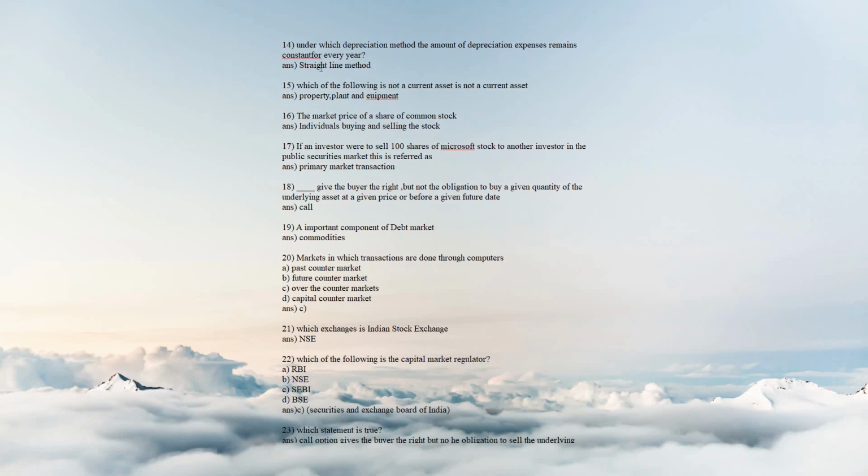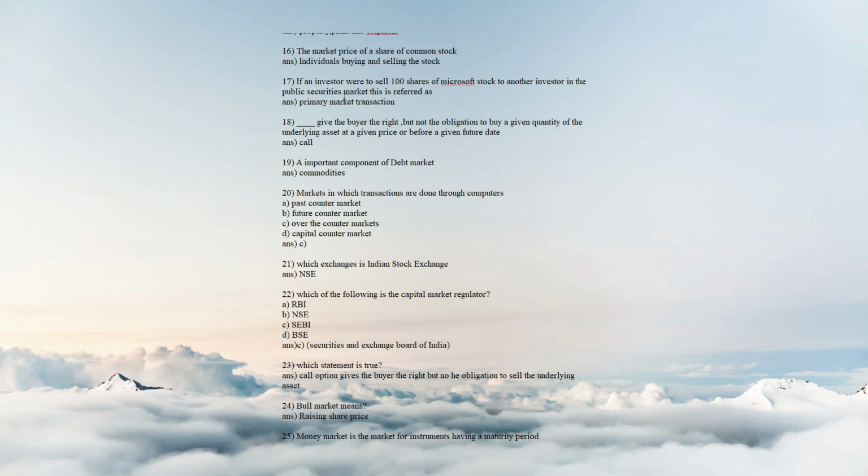Under which depreciation method does the amount of depreciation expense remain constant for every year? We call this the straight line method. Then which of the following is not a current asset? Out of the options, property, plant cannot be called a current asset. Next thing is the market price of a share of common stock, which is determined by individuals who are buying and selling the stock.